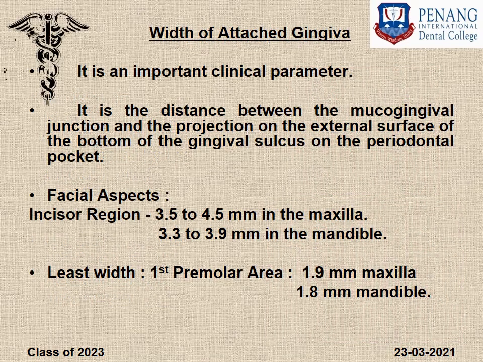Now coming on to the width of attached gingiva, this is an important clinical parameter. This is the distance between the mucogingival junction and the projection on the external surface of the bottom of the gingival sulcus or a periodontal pocket. According to studies, on the incisor surface it has been found to be 3.5 to 4.5 mm in the maxilla and 3.3 to 3.9 mm in the mandible. The least width is found in the first premolar region. In the maxilla it is 1.9 mm, and in the mandible it is 1.8 mm.